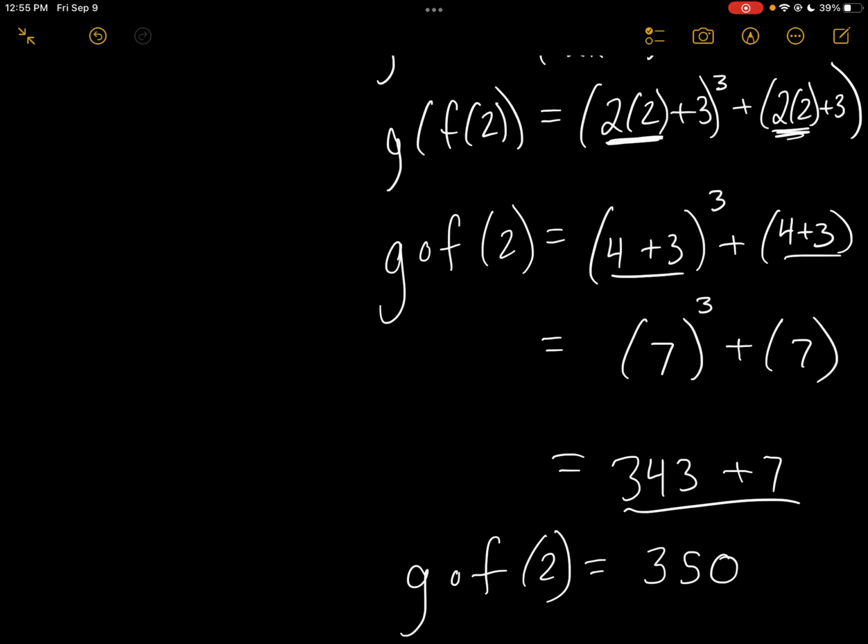So to recap, replace x with the entire function f of x, and then when you're done, replace all of your x's with a number, and you'll be good to go.